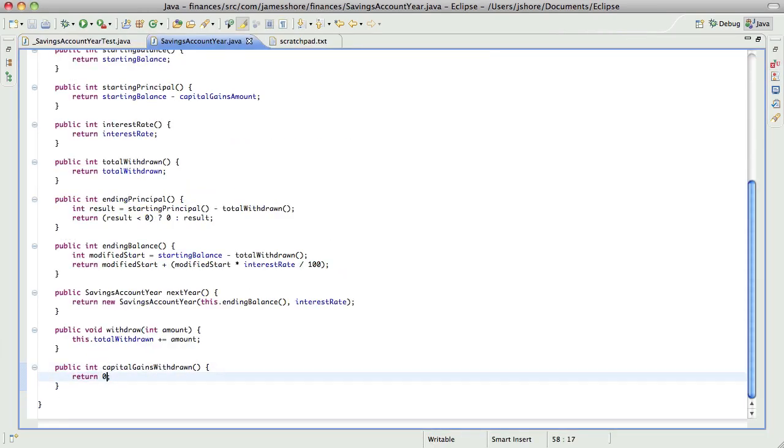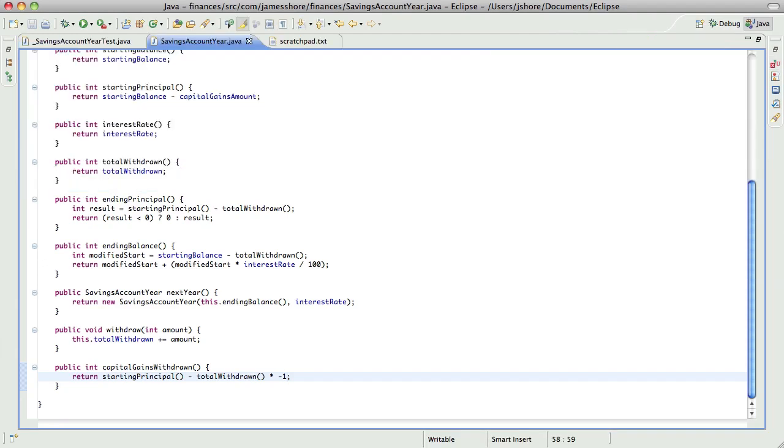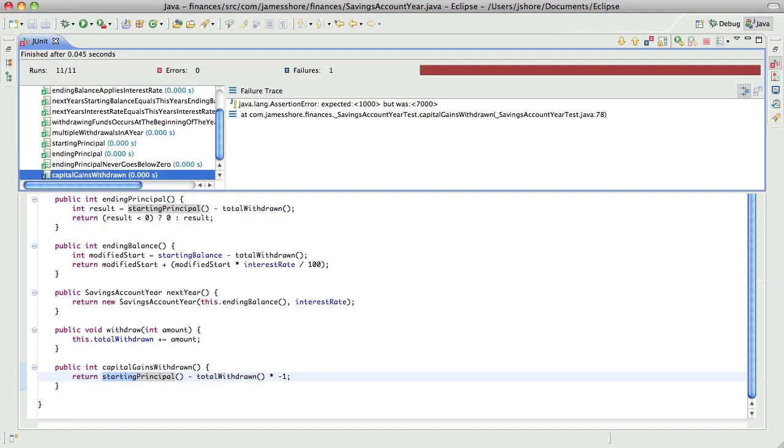And capital gains withdrawn is going to be like any principal. It's going to be the starting principal minus the total withdrawn times minus 1, I think. Let's take a look at that. No. Expected 1,000. No. Ending principal. So our starting principal is 3,000. We withdraw 4,000, and we should have 1,000 capital gains withdrawn. But instead, 7,000.